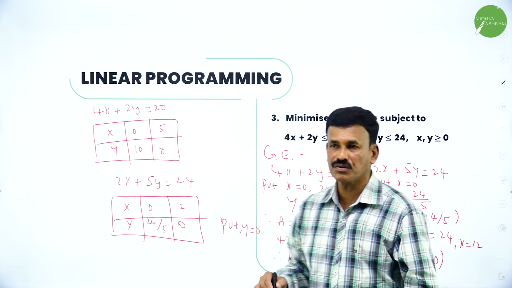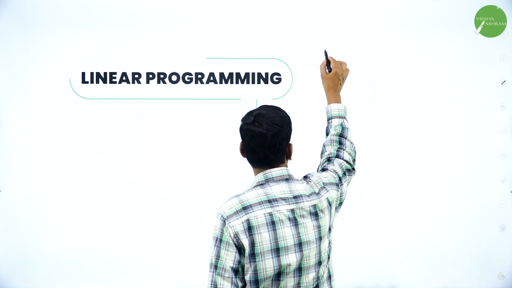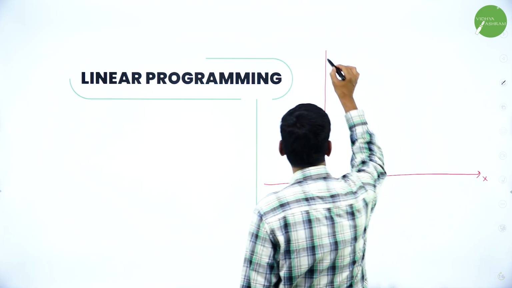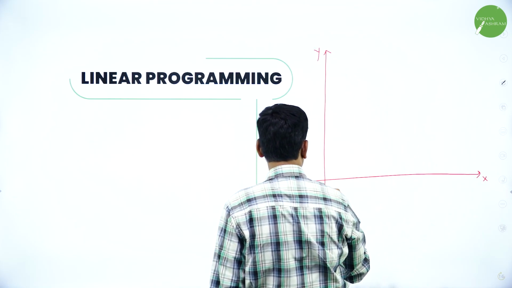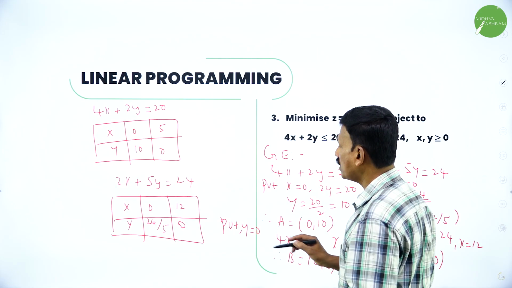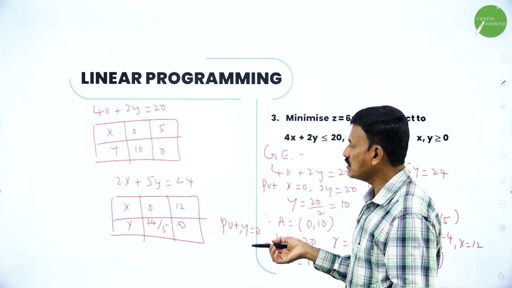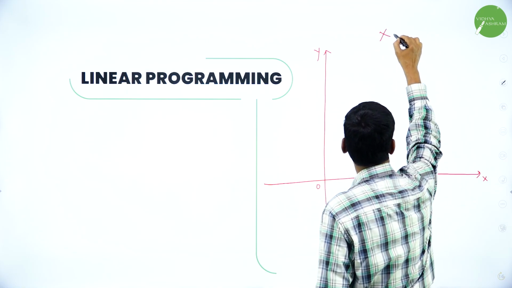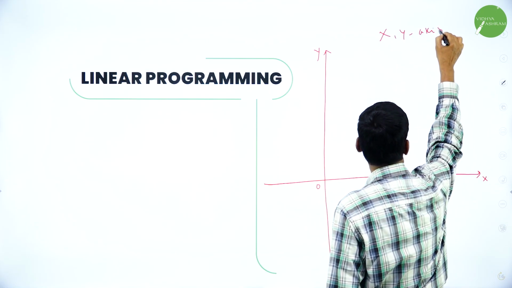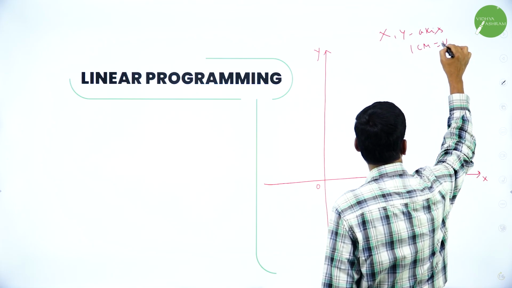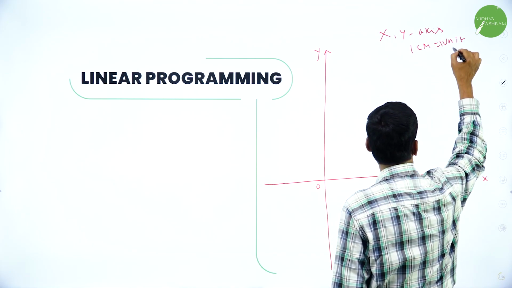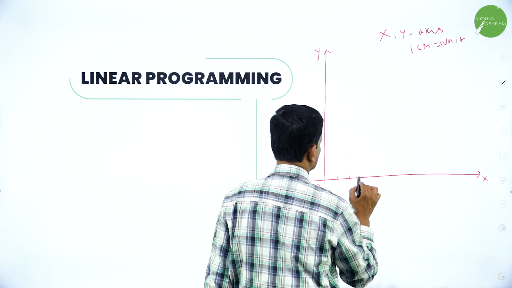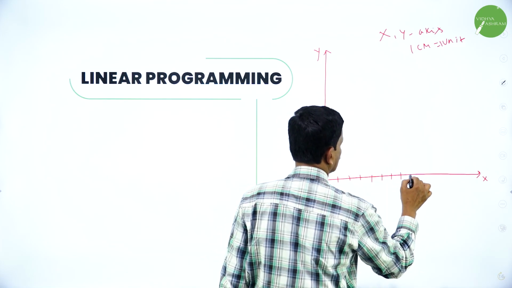Now, let us draw a graph for this. So, the graph is: x-axis, y-axis, origin 0. Now, what are the values we have? Let us consider 1 centimeter equal to 1 unit, same as usual, on the x and y axes. This is the scale. Now, just write 1 centimeter: 1, 2, 3, 4, 5, 6.